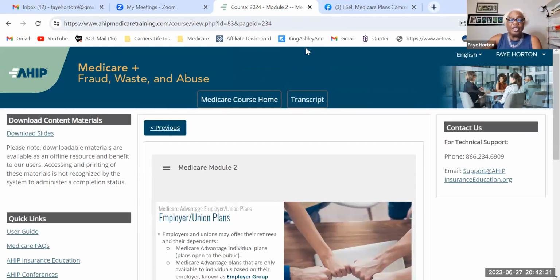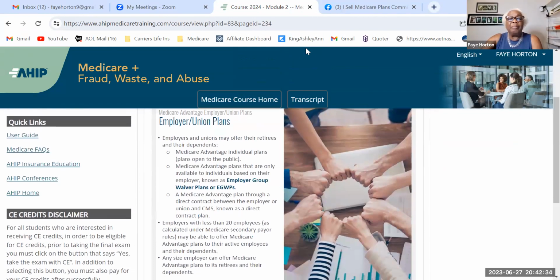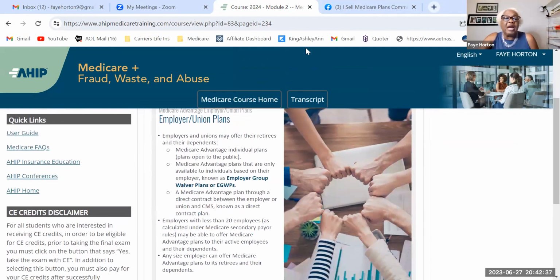Medicare Advantage plans and employer and union plans. Employer and union plans may offer their employees, their retirees and their dependents Medicare Advantage individual plans that are open to the public. Those are the ones that you sell. Medicare Advantage plans that are only available to individuals based on their employer are known as employer group waiver plans. That's a different program. Medicare Advantage plans through a direct contract between the employer or union and CMS are known as a direct contract plan.